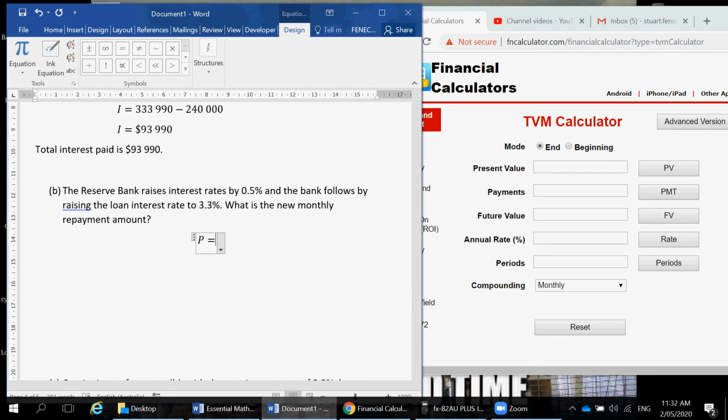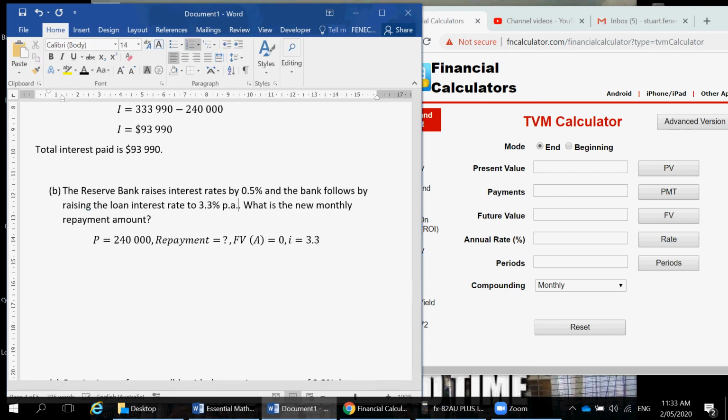So in this case, the present value is P, the initial amount of the loan, still $240,000. The repayment, well, that's what we want to know. That's the question. The future value, which is A, at the end of the loan, you want it to be zero. You want everyone to owe nothing at the end of the loan. The bank owes you nothing, you owe the bank nothing. The future value is zero. The interest rate, you're allowed to put it in just as a percentage. I probably should have said per annum back there. Interest rates are always quoted per year.